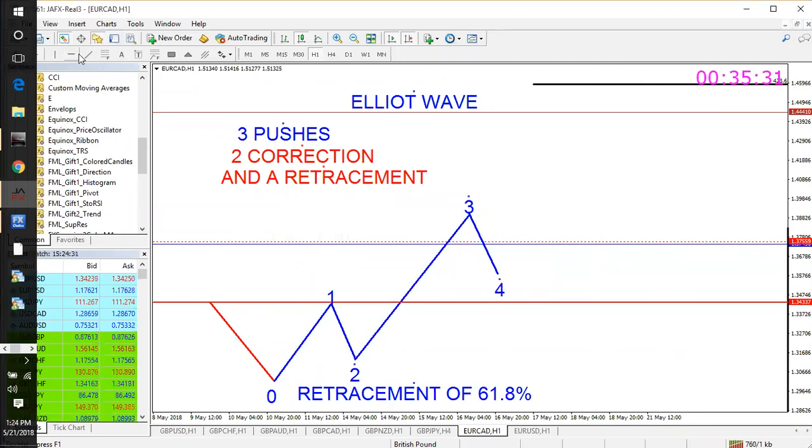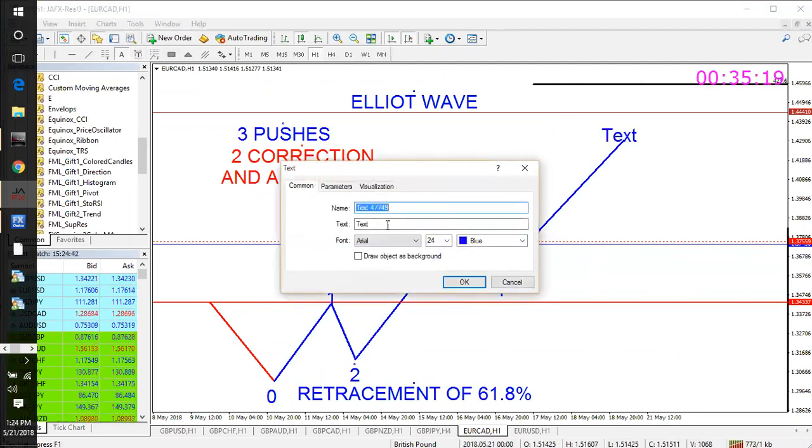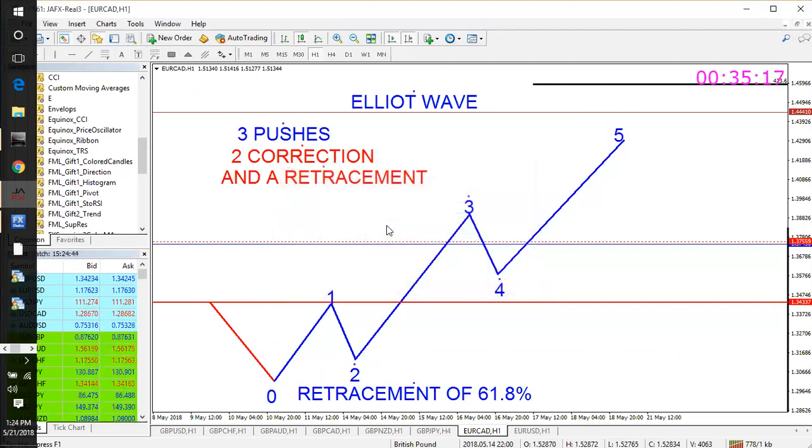And the last would be what? The 5, the fifth one. 5. So it's going to be like this. This is how the structure is, this is how the market moves every day. Now let me explain further how you have to take advantage of it.